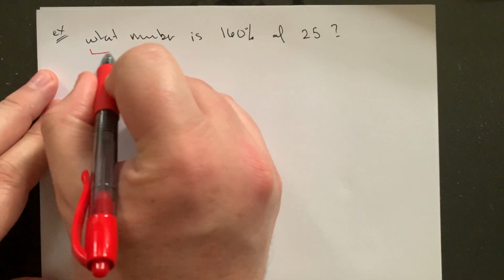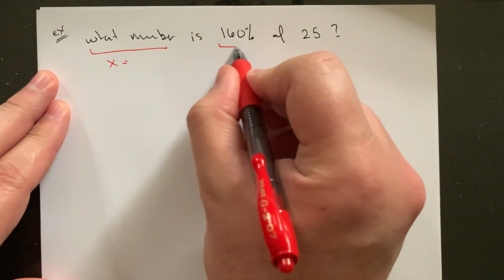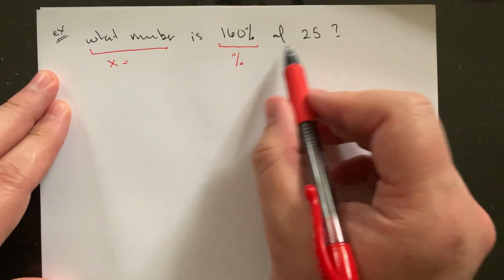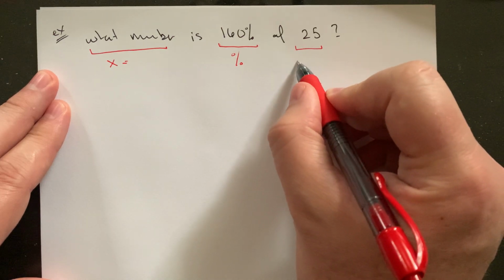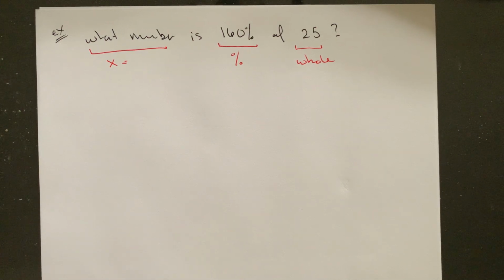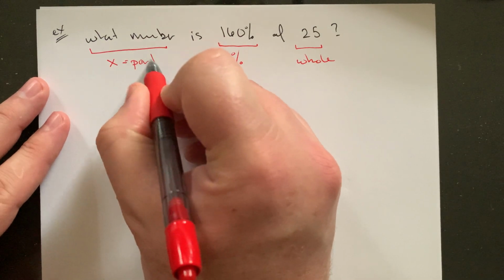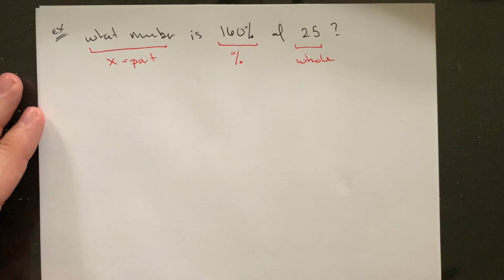So what number, right? So is our x 160%, right? So obviously the percentage here is our percent of 25, right? This sort of means out of. So of 25, the "of" sort of sets apart the whole, right? Sets off the whole. So then by process of elimination, it must mean our what number. What we're solving for here is the part. So what number is 160% of 25?